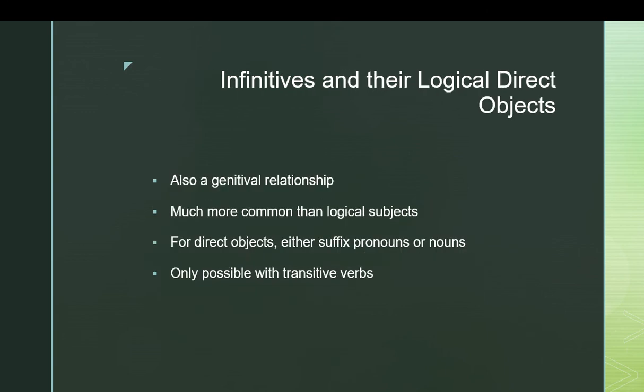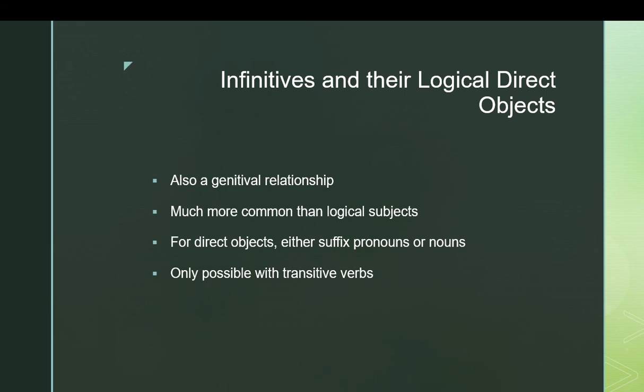Infinitives can also take a logical direct object. That is also a genitival relationship. It is substantially more common than logical subjects. It is only possible with transitive verbs, as you'd expect, because only a transitive verb, by definition, can have a direct object in the first place. And it usually also uses a suffix pronoun.